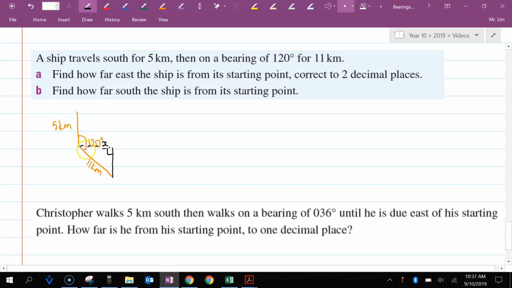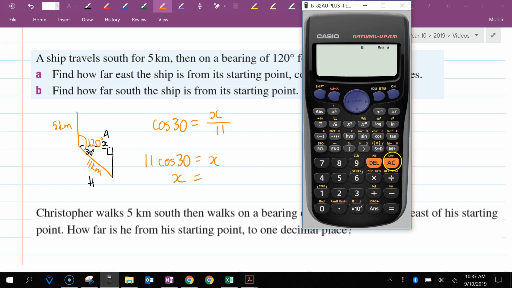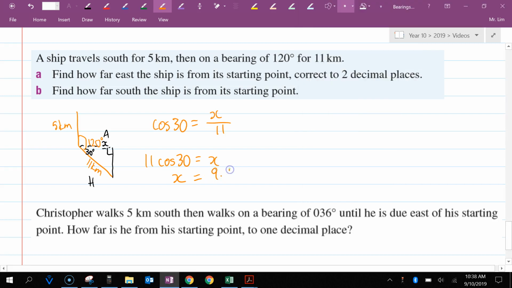Well, that's 120. This has to be 30 degrees. And now we can just label the triangle. We've got the hypotenuse and we've got adjacent. So we're using cos. Cos of the angle, 30 degrees, is equal to adjacent over hypotenuse. Bring it out to the front, 11 cos 30 is equal to x. So x has to equal 9.53 kilometers.